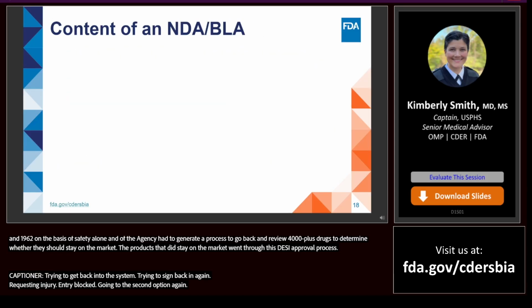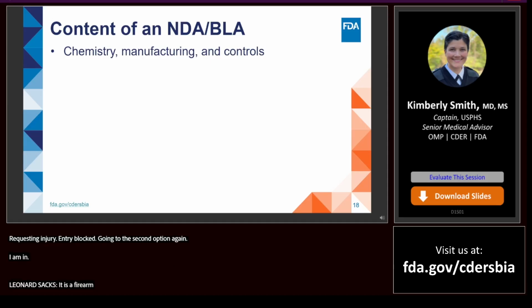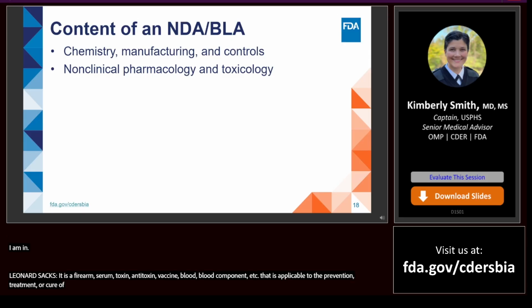So what do we receive in a marketing application, meaning an NDA or a BLA? First is chemistry, manufacturing, and controls information. So how is the product manufactured? How will it be packaged, et cetera? Non-clinical pharmacology and toxicology information. What is known about toxicities that were seen in preclinical studies or animal studies?